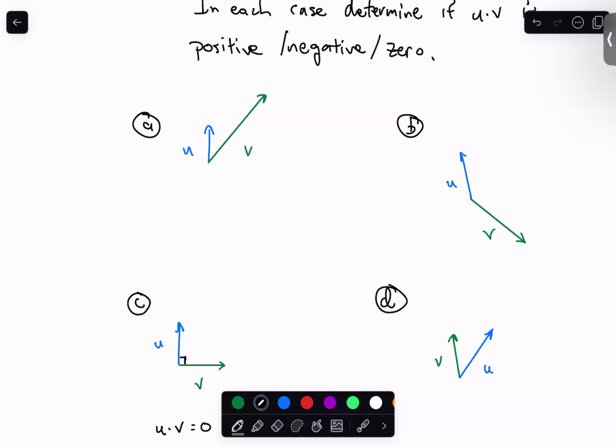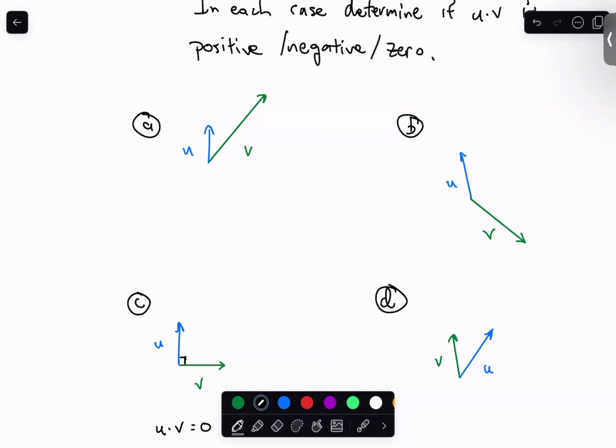Besides that, none of the other ones really look perpendicular. For A and B and C, u is on the left and v is on the right. For D, v is on the left and u is on the right. So we need to remember that the order doesn't matter for dot products. It does for cross products, but for dot products, not so much.